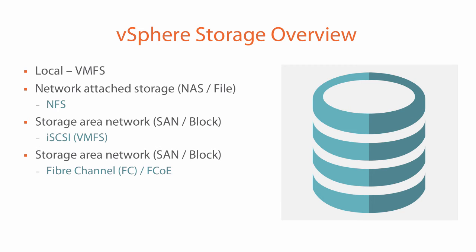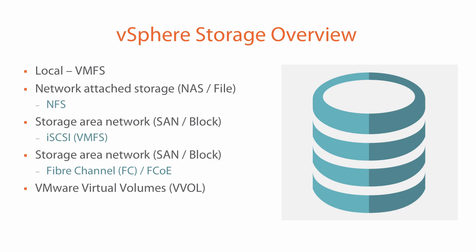Another block-based storage option is Fibre Channel, also known as FC, and Fibre Channel SANs use hardware-based host bus adapters, which are dedicated cards in each of your ESXi hosts to connect to a Fibre Channel switch and then to a Fibre Channel array. There's also the option to run Fibre Channel over the Ethernet network called Fibre Channel over Ethernet.